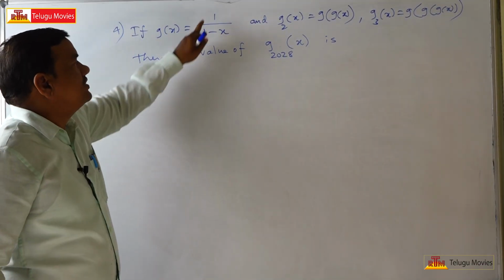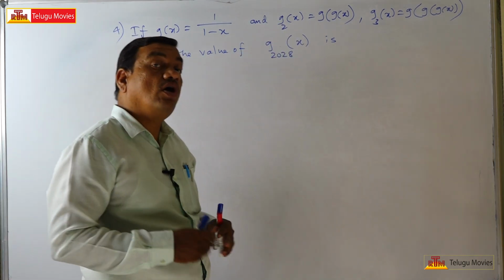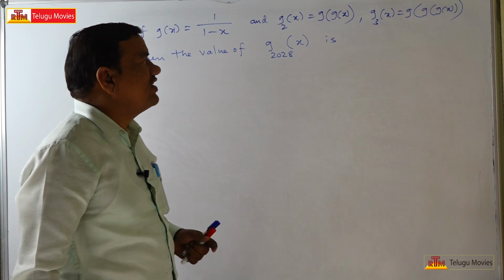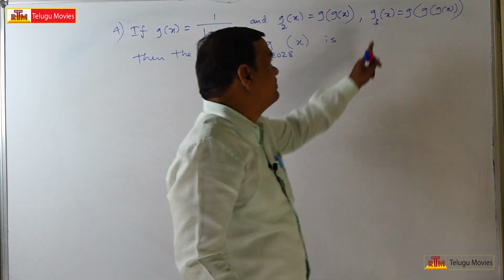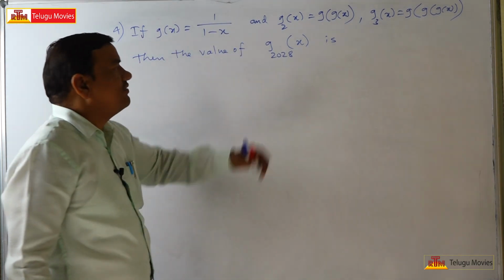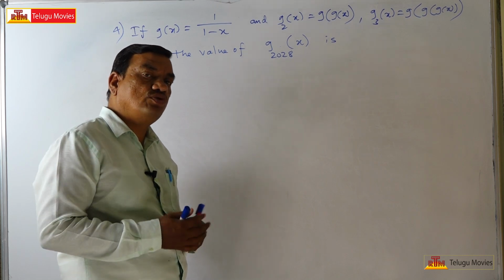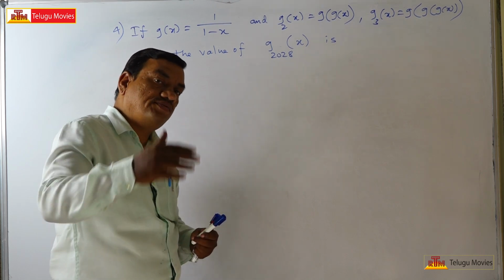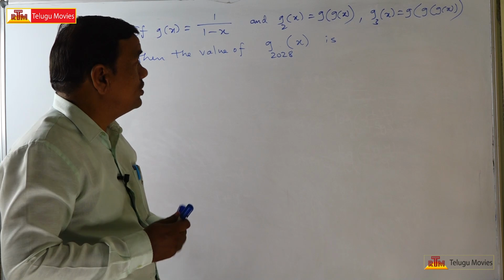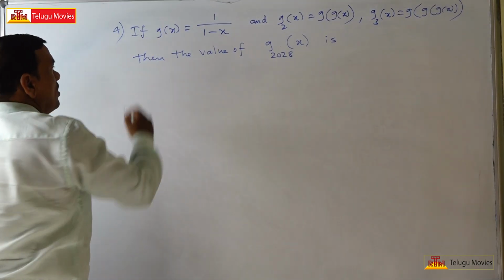If g of x is equal to 1 upon 1 minus x, and g2 of x means g of g of x, g3 of x means g applied 3 times. It is a composite function. Then find the value of g2028 of x. That means g applied 2028 times.